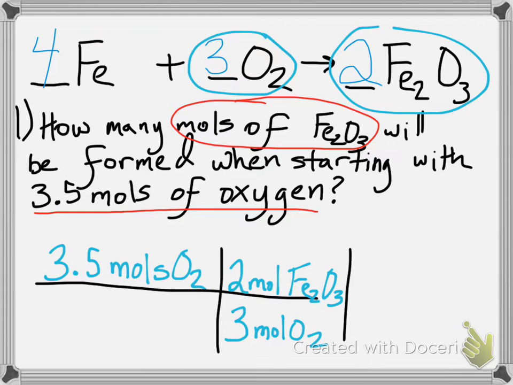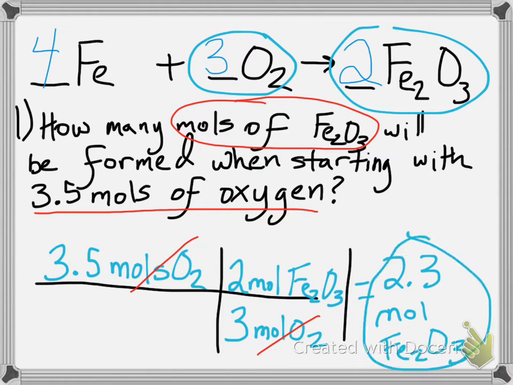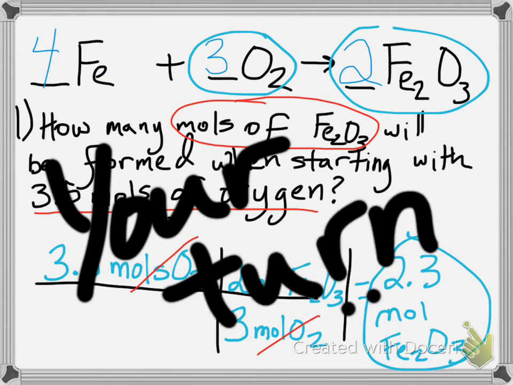So I just put that in my table. I make sure my units cancel out, and I solve. So I found out there's 2.3 moles of rust. Now, this is equivalent to number 1 on every page on Pharaoh's. So let's see if you can do the first page right now. It's your turn.